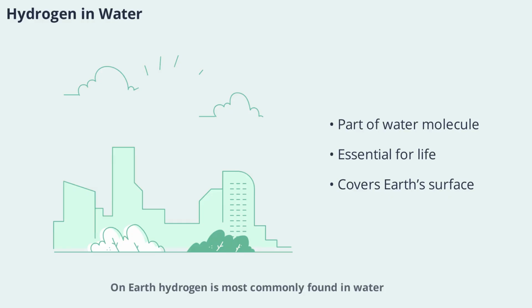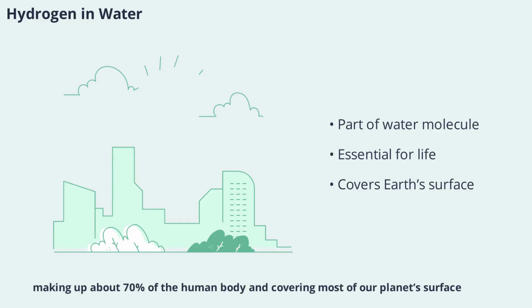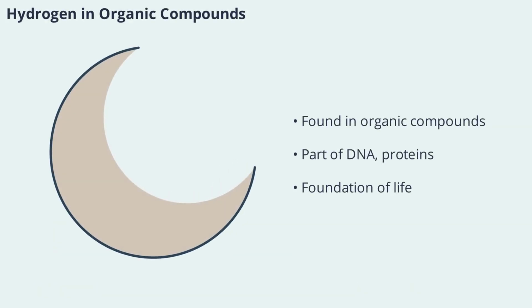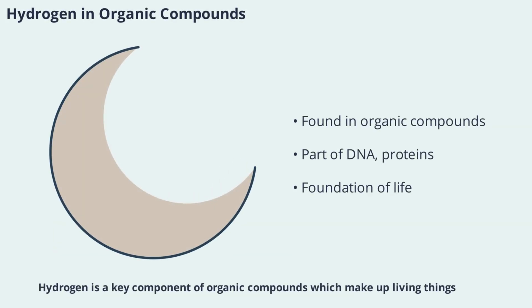On Earth, hydrogen is most commonly found in water. Each water molecule contains two hydrogen atoms bonded to one oxygen atom. This simple combination is essential for life, making up about 70% of the human body and covering most of our planet's surface. Hydrogen is a key component of organic compounds which make up living things.